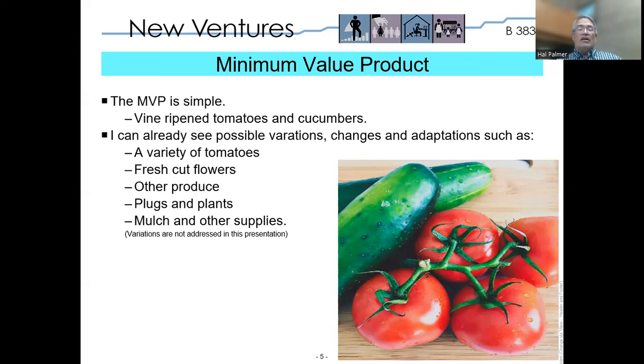But given our MVP, I can already see other possibilities, and I can see that we could easily pivot toward either additions to our product offering or, if need be, we can do other product offerings.